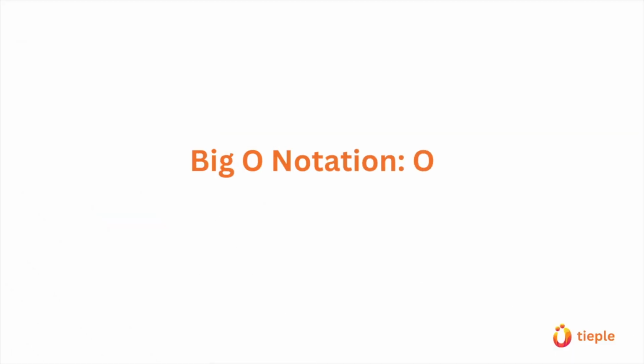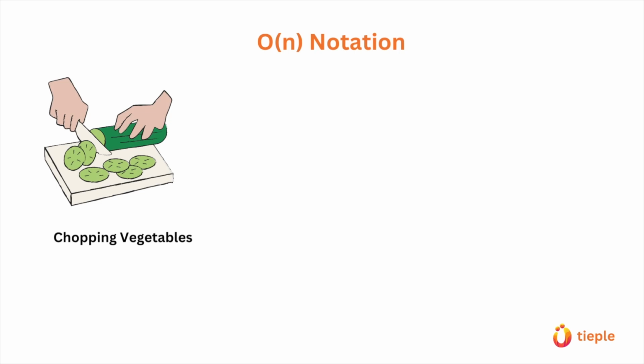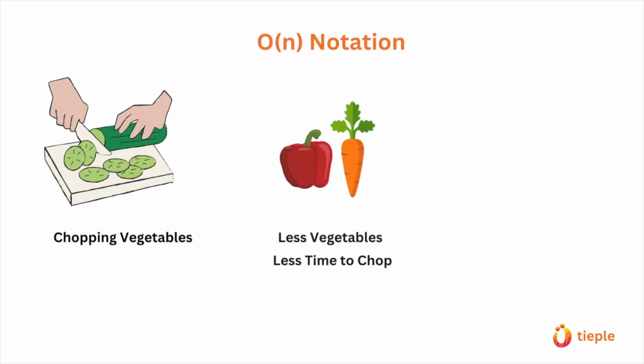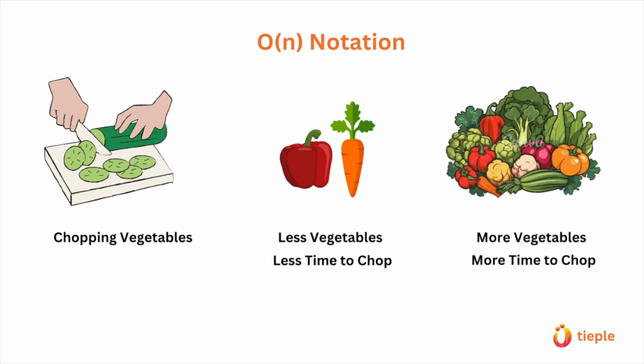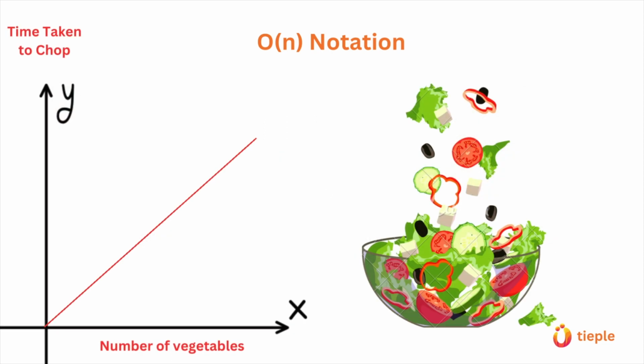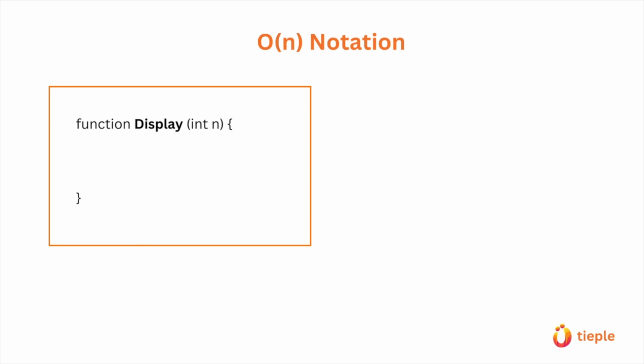Let's jump into our first big O notation, O of n. Think about chopping vegetables in your kitchen. If you have a few vegetables, it's quick to chop each one. The more vegetables you have, the more time it takes because you have to chop each one. Doubling the amount of vegetables for a dish roughly doubles the chopping time. It's like a straight line. More vegetables, more time.